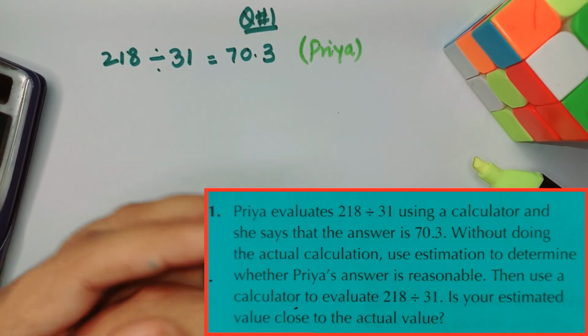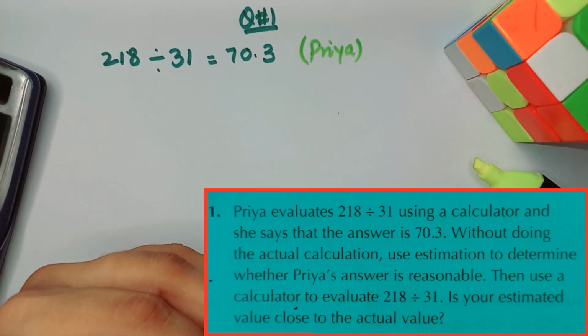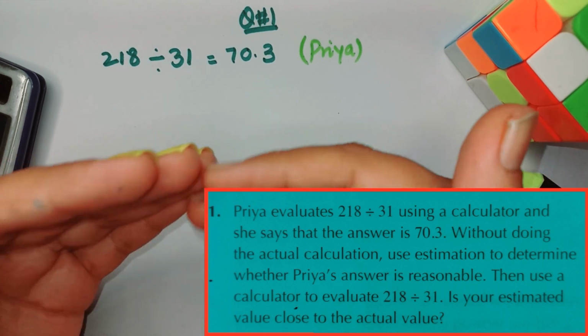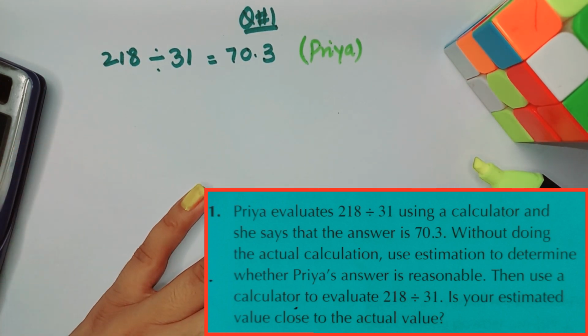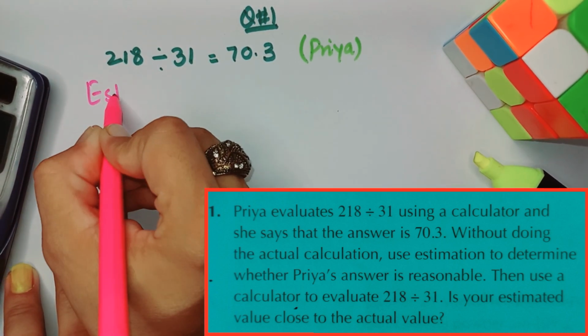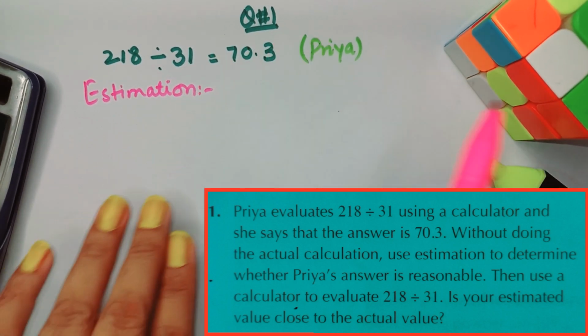Now, what we have to do is, without doing actual calculation, use estimation to determine whether Priya's answer is reasonable. We have to use estimation in the first step.